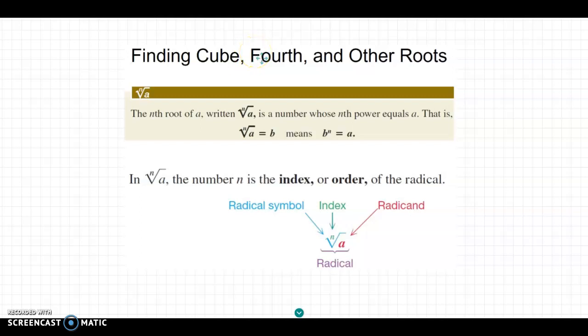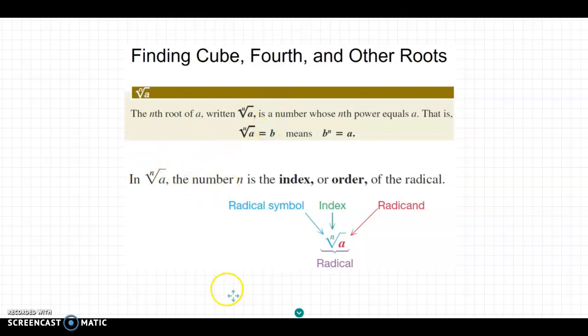First of all, we're going to state a very basic definition of what a different root is. We can call it the nth root, so n can be any number. The nth root of a, written as the nth root of a, is a number whose nth power equals a. For example, the nth root of a will be b. So we are going to find the nth root of a, which will be a number b. That means that if we take b to the power of n, that will be equal to a. We will see that much better in some examples.